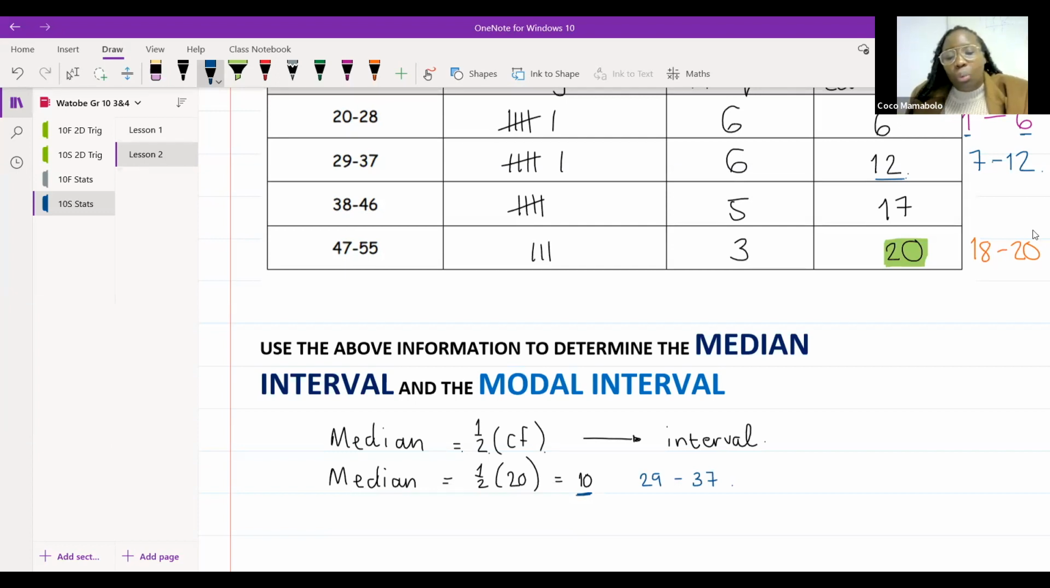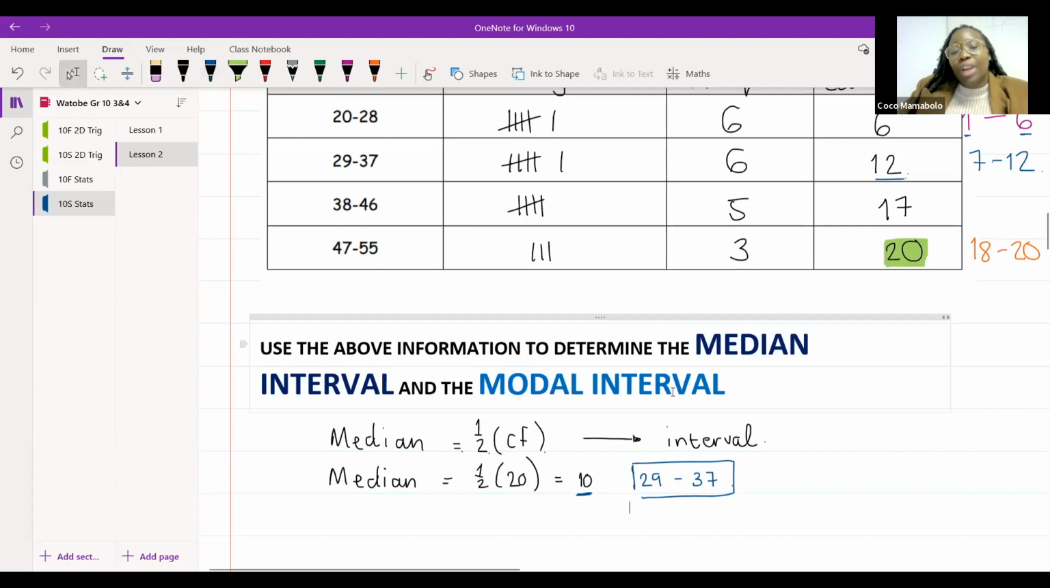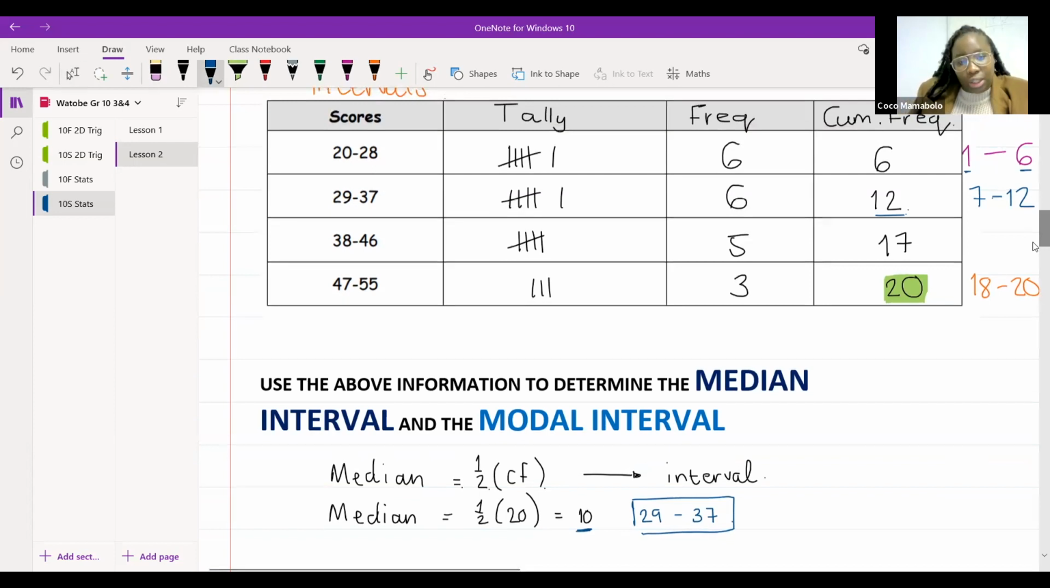For now, we just want to find the median interval. We're going to find the actual median once we put a little bit more meat on our tables. For now, we just want the median interval. Now, the modal interval is going to be the interval with the highest frequency. Which one is that?